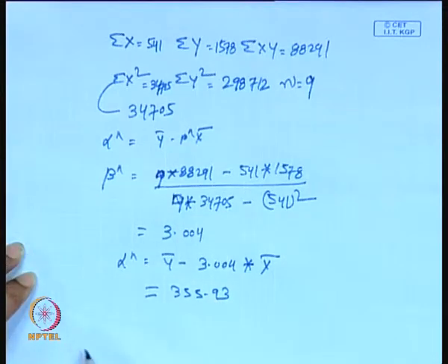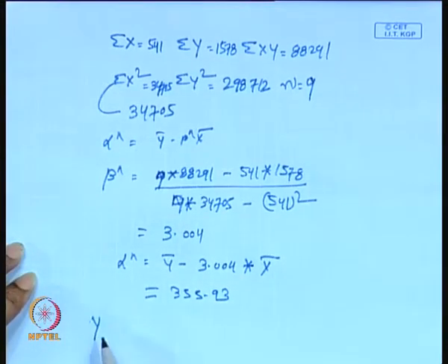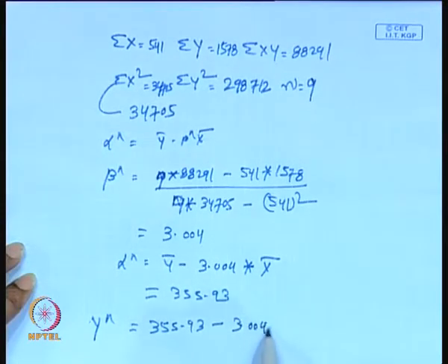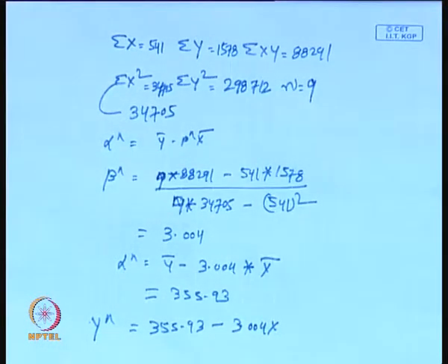So, that means your final equation will be y hat equal to 355.93 minus 3.004 into x. Okay. So, this is what we call the estimated model. Now, what do you have to do?